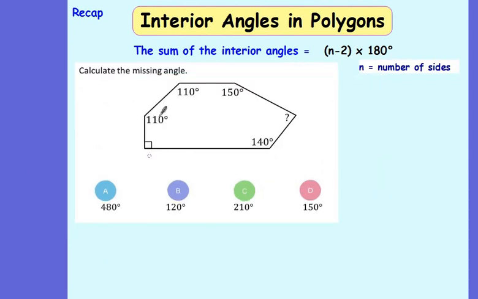Here we go. This time I've got a slightly irregular polygon. 1, 2, 3, 4, 5, 6, 7-sided. Can you pause the video and in your light blue books, can you tell me what's the missing angle? Pause the video and have a go at that now. Sorry, I said 7-sided, I meant 6-sided.